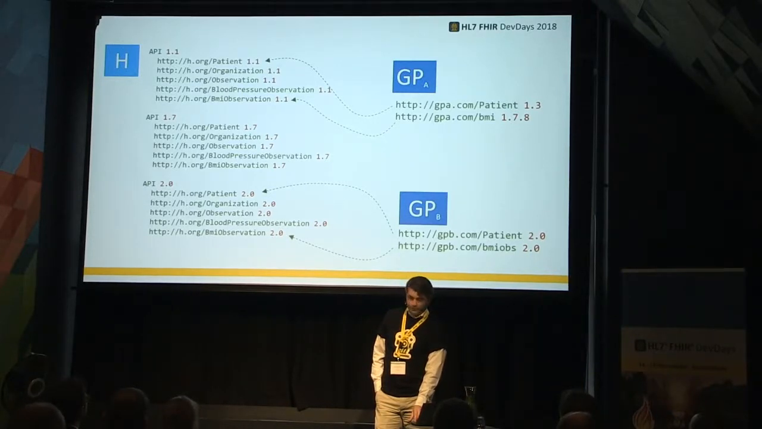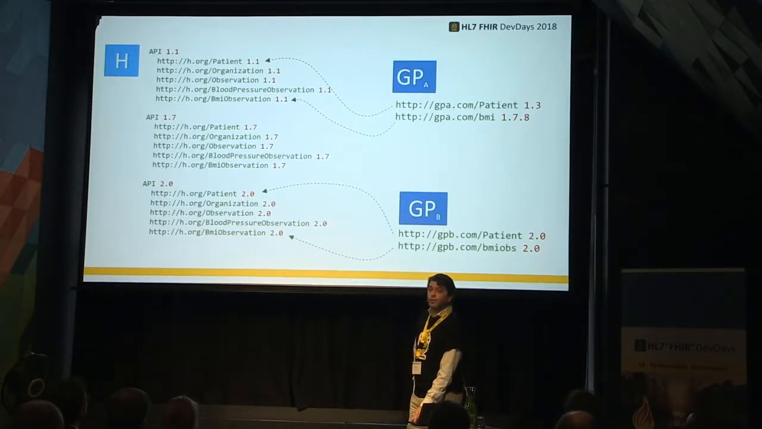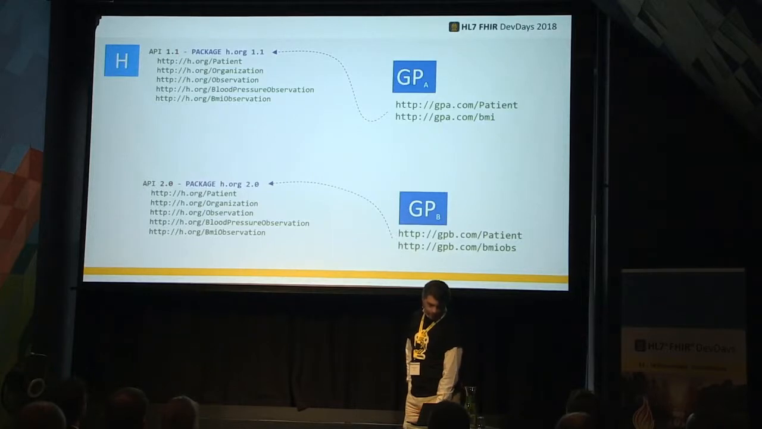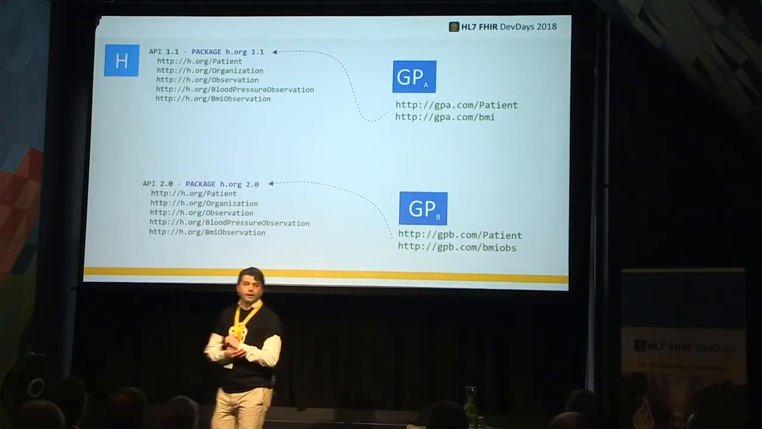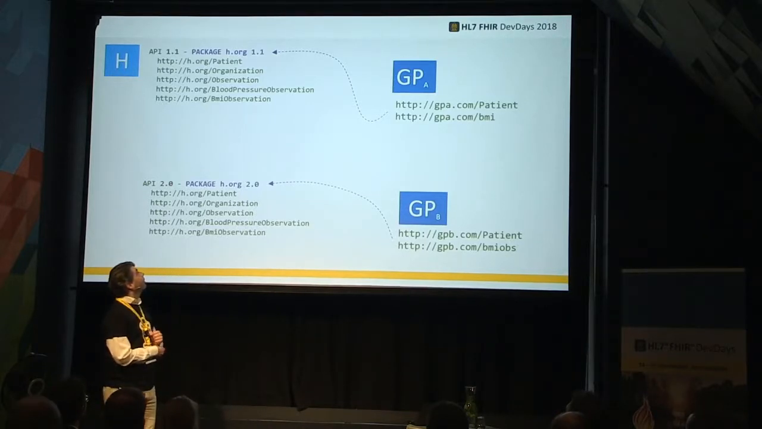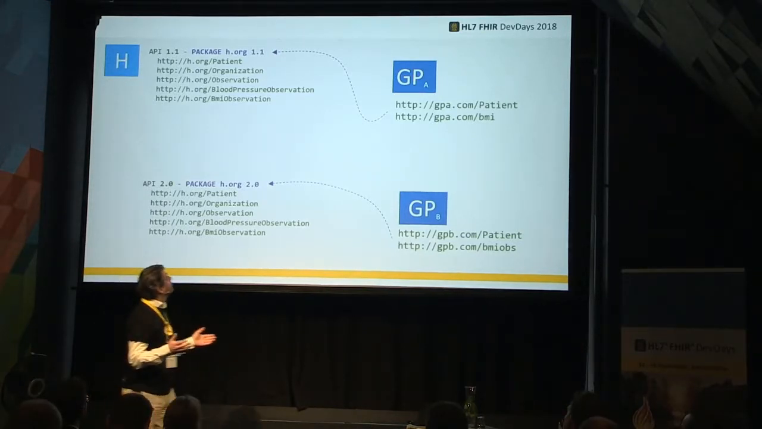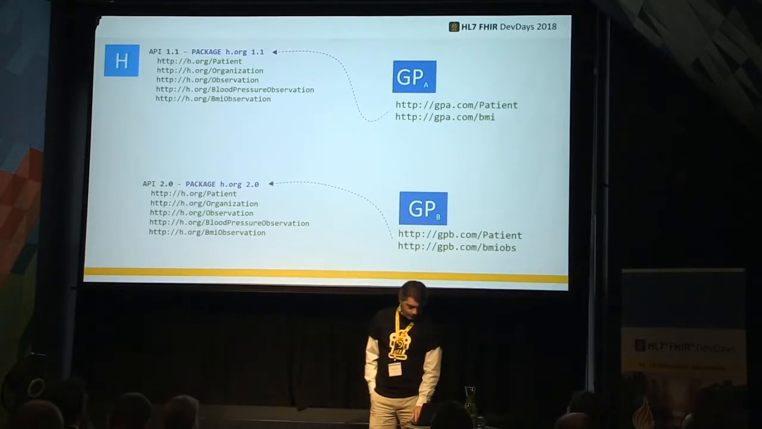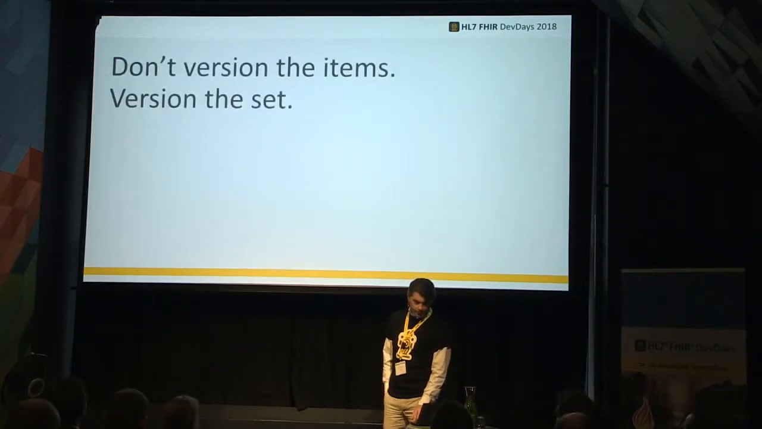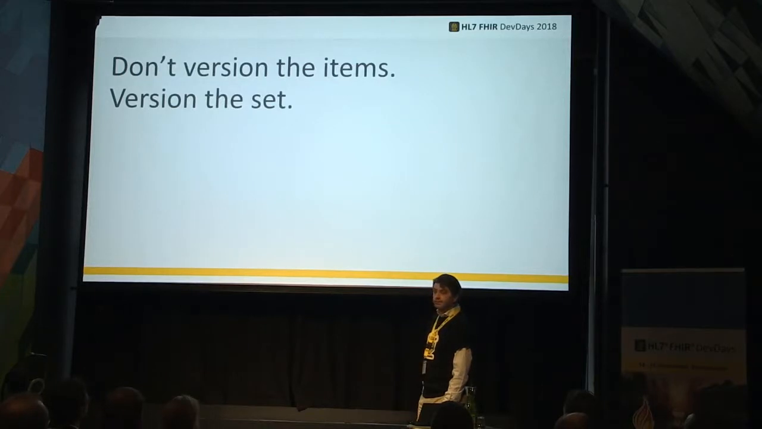You can, of course, once again, as we previously described, bulk update all the resources to the version of the API. But then the question becomes, what's the point? And that's where we came up with our solution. If we're going to say the actual version that we want to talk about is the API or the release, then let's make that the central point and distribute it that way. So we decided to make it into a package of some kind, one way or another. In other words, don't version the items, but version the set.